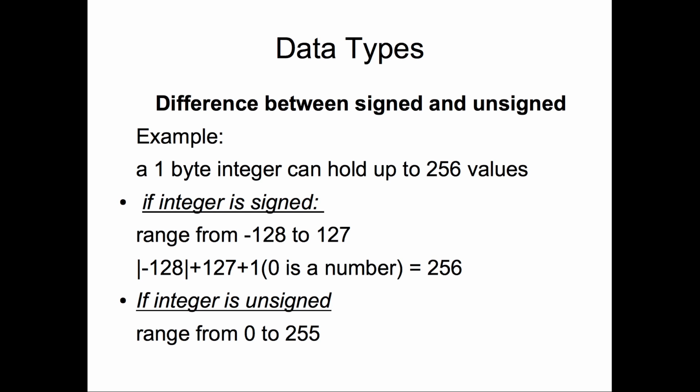So let's now talk about the difference between signed and unsigned values. An example for that would be an integer with a size of 1 byte. So it can hold up to 256 different values, as I already mentioned. If the integer is signed, we have a range of -128 to 127, which basically, because 0 is a number, equals 256 different values in that range. If the integer is unsigned, it can't go below 0, and therefore goes from 0 to 255, not to 256, because 0 is a value.